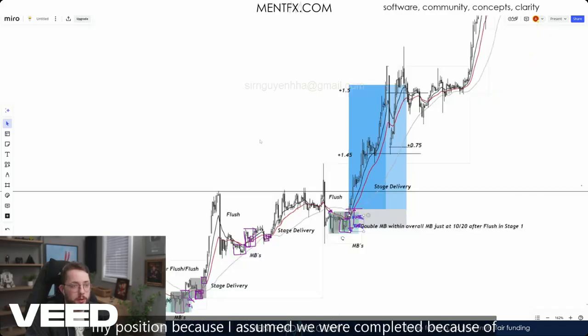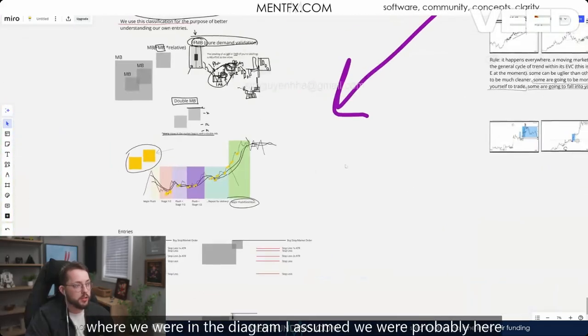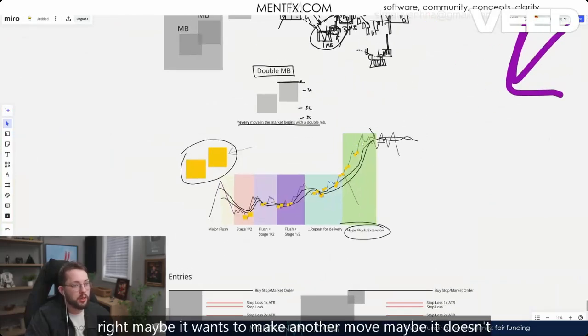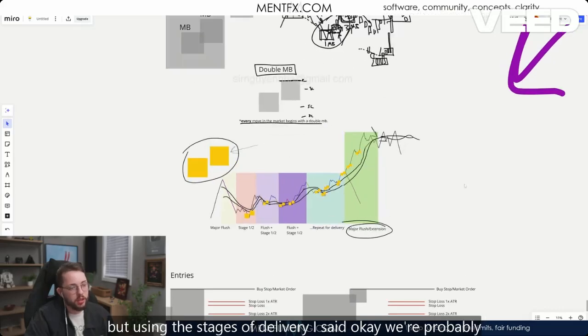And you know why I closed the rest of my position? Because I assumed we were completed because of where we were in the diagram. I assumed we were probably here, right? Maybe it wants to make another move, maybe it doesn't, but using the stages of delivery, I said, okay, we're probably extended.